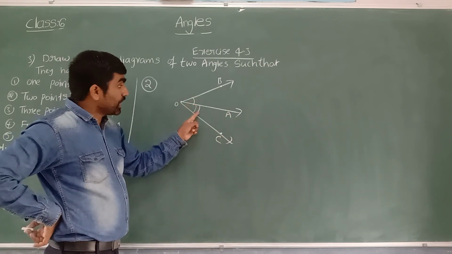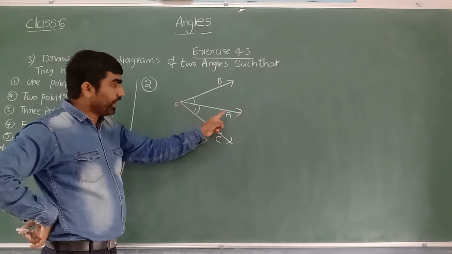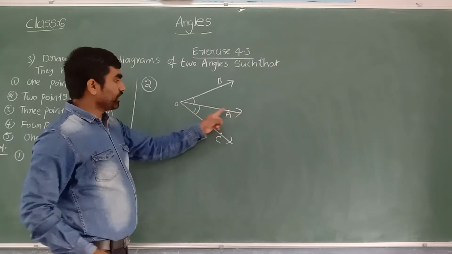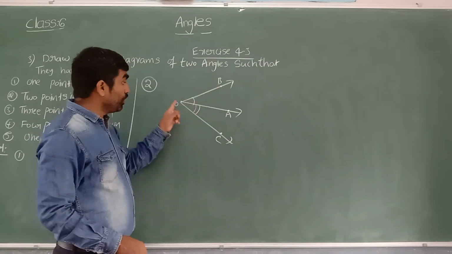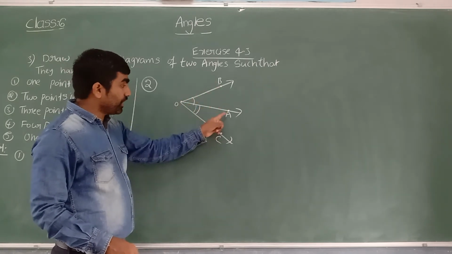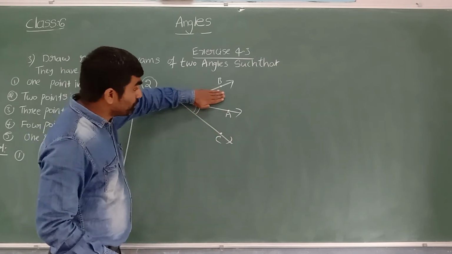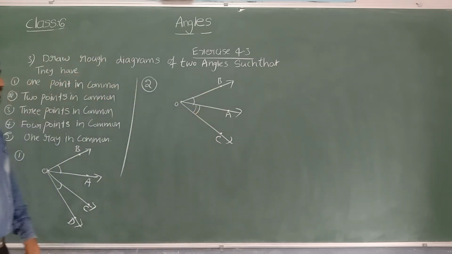Now these two angles have how many points in common? O and A. O and A are the points of angle AOB and also O and A are the points of angle AOC. So O and A are the common points of the two angles. That's all. They are asking for 2 points in common.